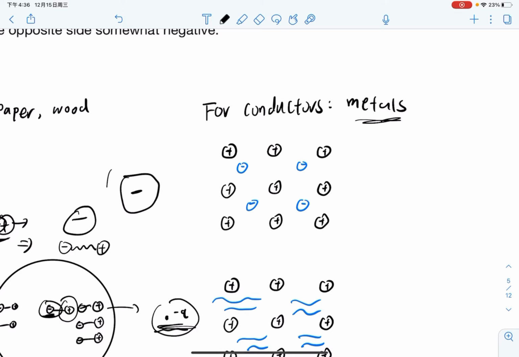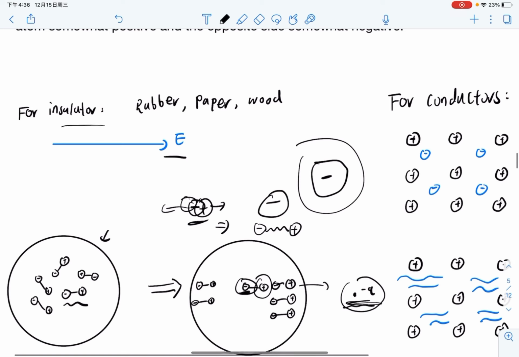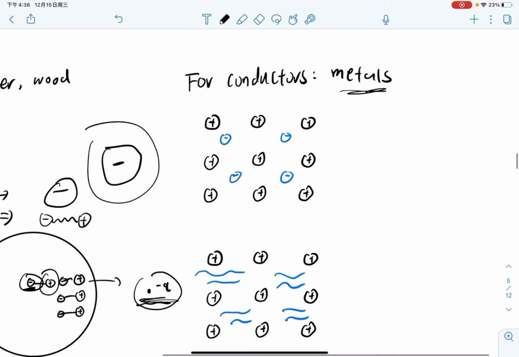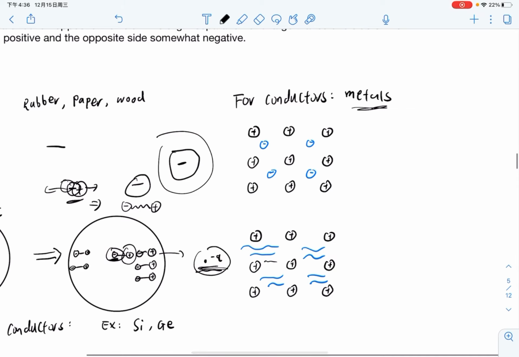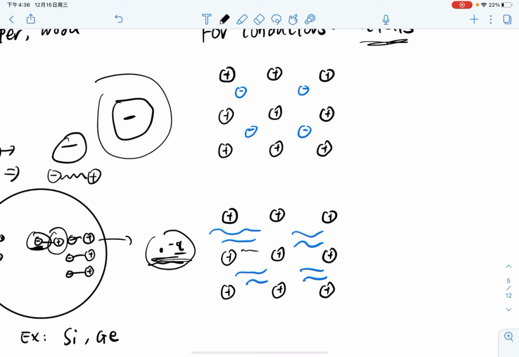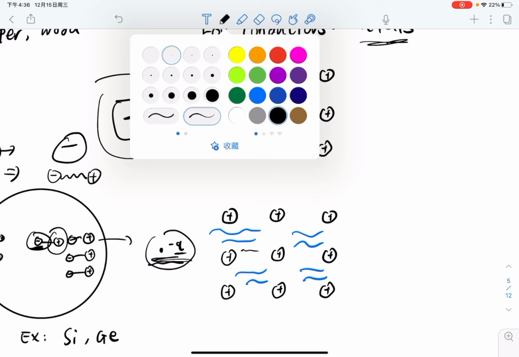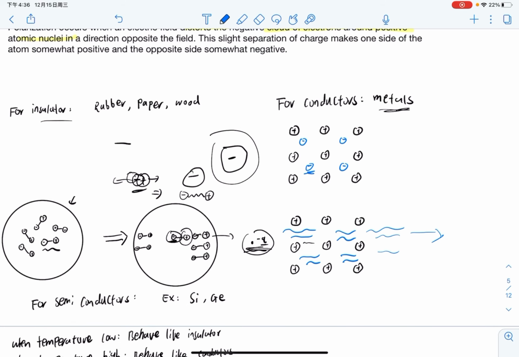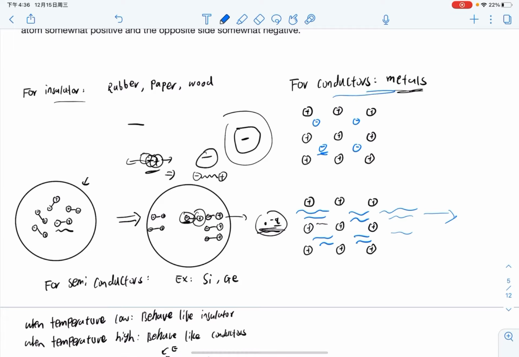So when you put a negative charge electron over here, the electrons inside the metal are free to move. It is not like the insulators. So you can visualize the electrons as like a sea or liquid. So when you put a negative charge particle over here, the electrons inside the metal will just float out and go in that direction. So that's why conductors can conduct electricity.